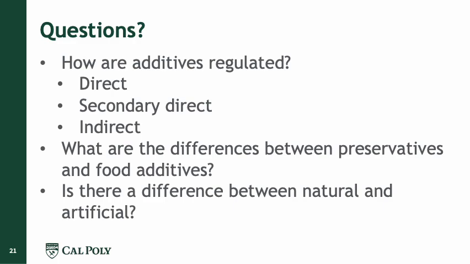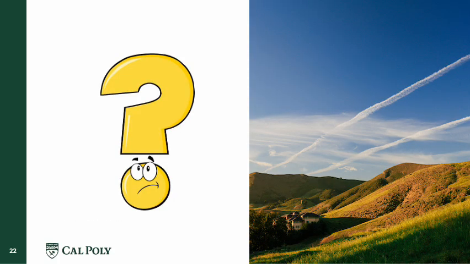Our questions to end this presentation are: how are additives regulated? What are the differences between preservatives and food additives? And is there a difference between natural and artificial? With this, we finish our section on preservatives and additives, remembering that this is just a brief summary of the wide range of additives and preservatives that we have in food, and this should help you establish the different functions of the ingredients that you have in your products.